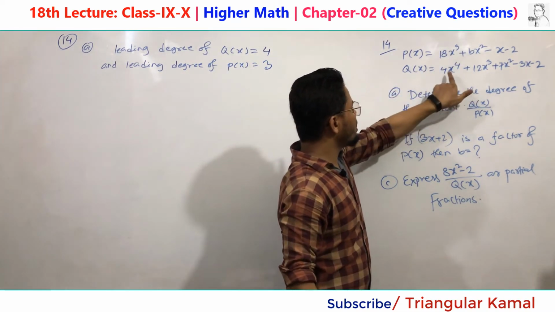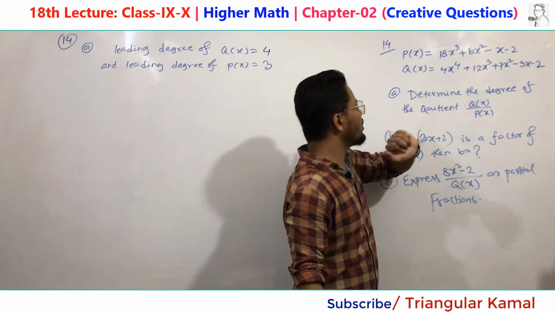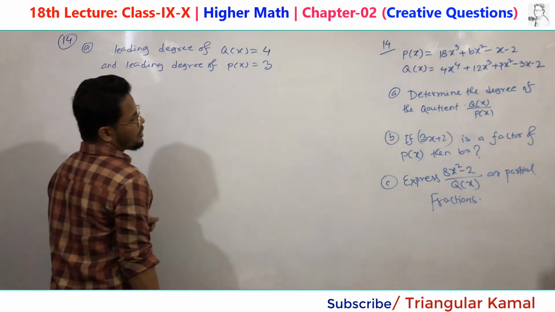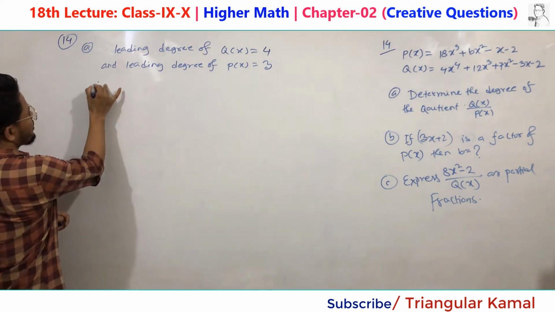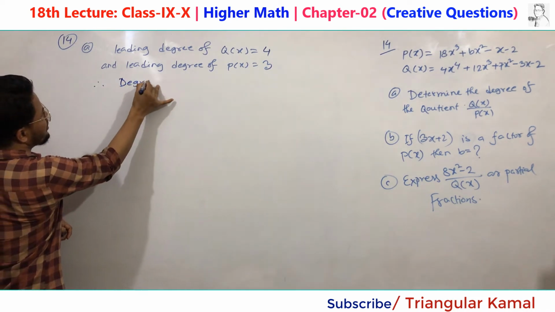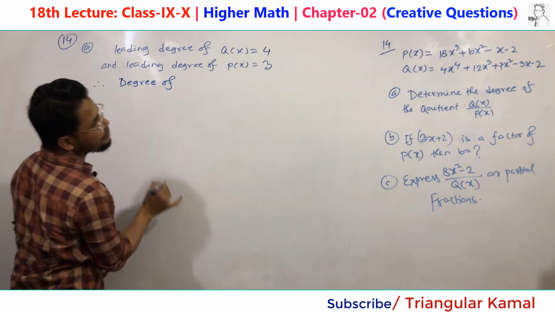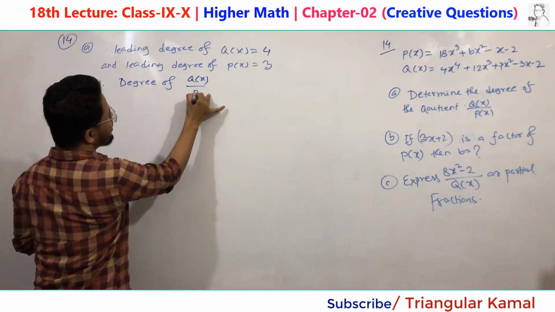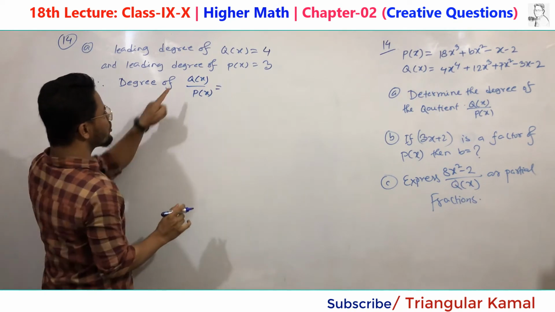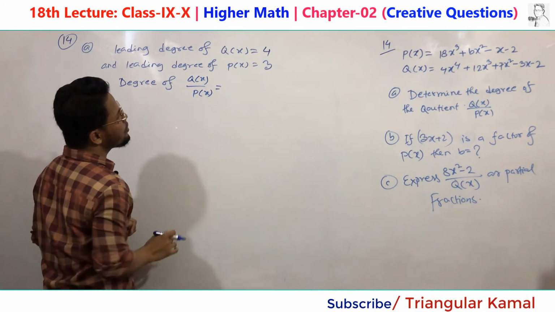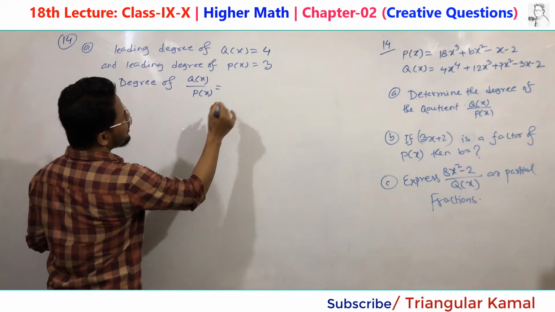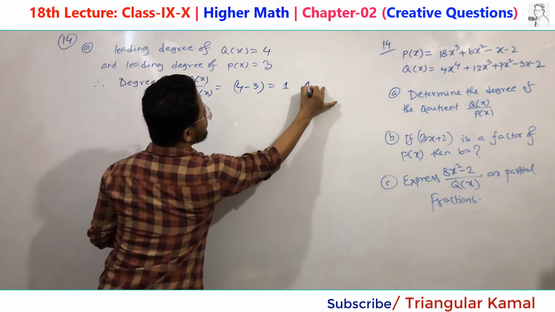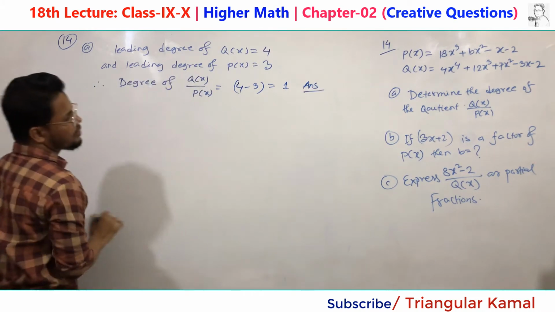18x to the power 3, and this one is 4x to the power 4. So here leading degree 3, leading degree 4. Then the degree of q(x) divided by p(x): in division, the degrees will be subtracted. So here leading degree 4 minus 3 equals 1, which is our final answer.